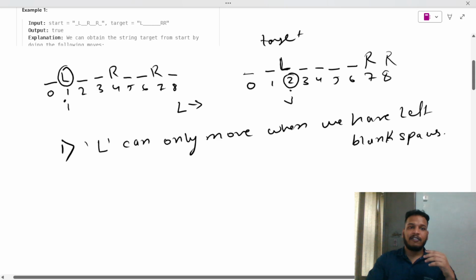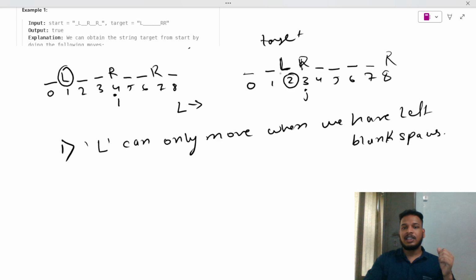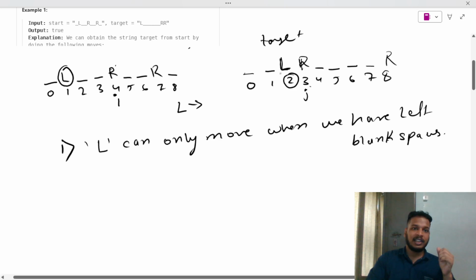Similarly, if I make the R over here, in this string, with i right over here and j right over here, the R is on the fourth index, but in the target it is on the third index. Now we would have to move the R backward, toward the left side, but R cannot move that way. R can only move to the right side of the string. So this is also a false case.